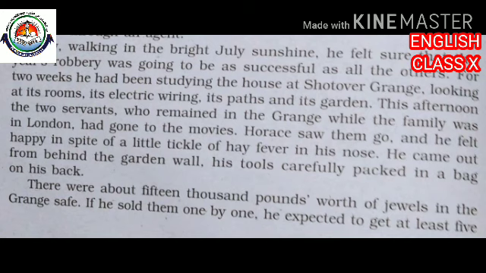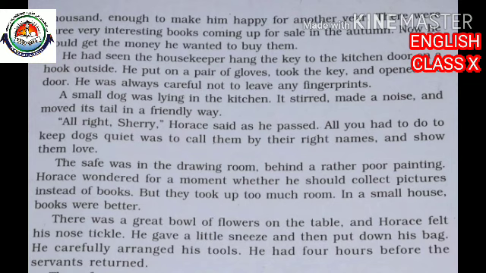There were about 15,000 pounds worth of jewels in the Grange safe. If he sold them one by one, he expected to get at least 5,000, enough to make him happy for another year. There were three very interesting books coming up for sale in the autumn. Now he would get the money he wanted to buy them.